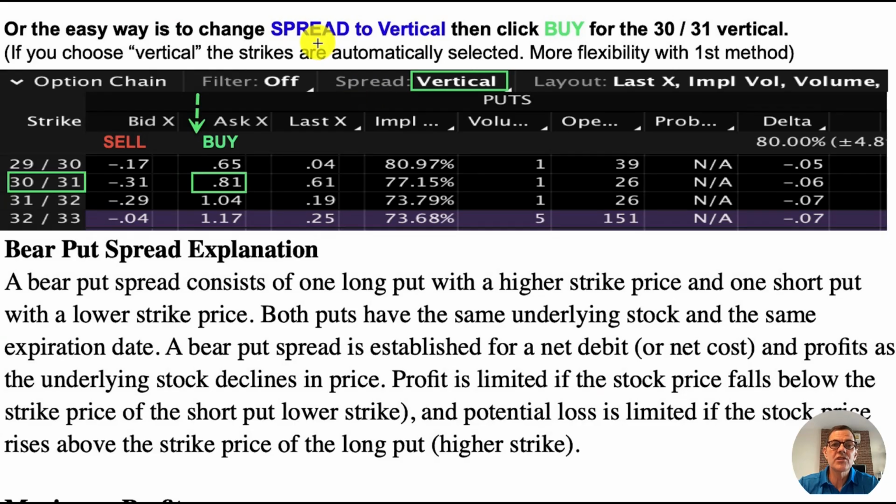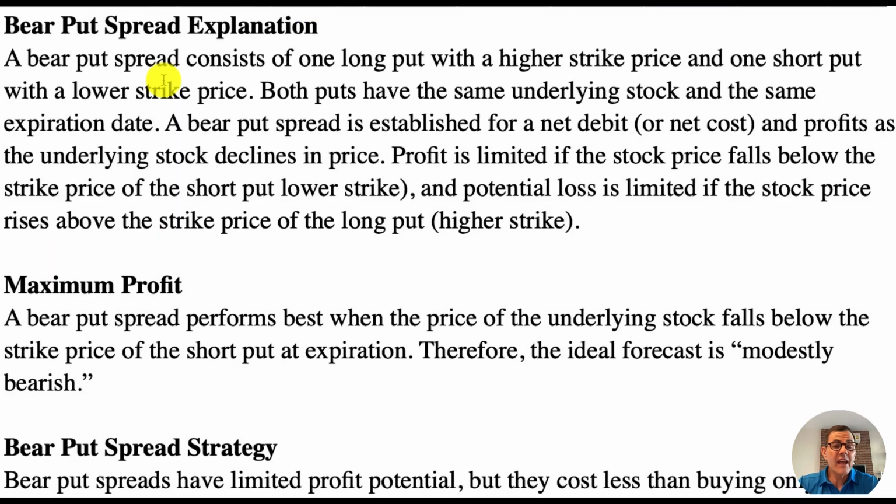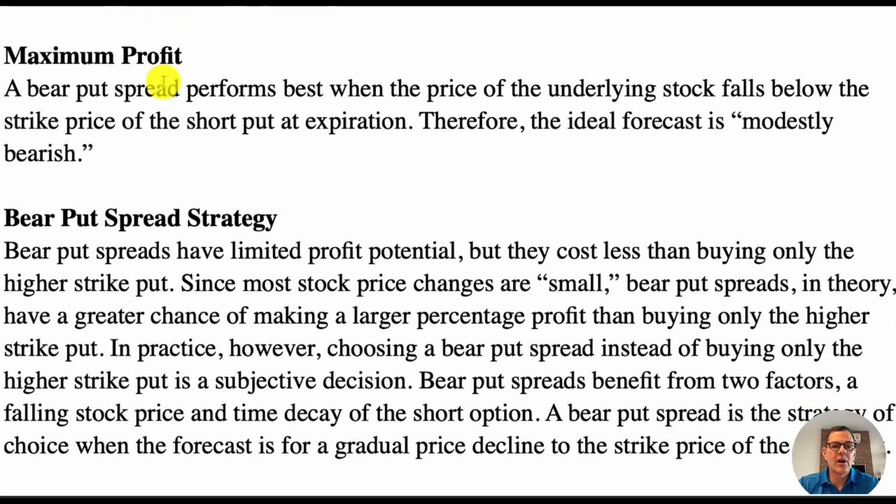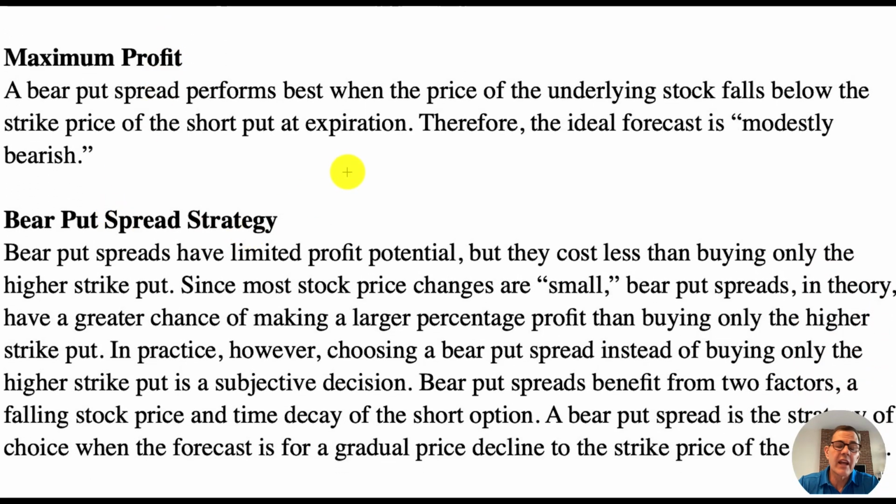And our easy way is going to switch over to the spread vertical. We're going to click on the buy for the 30/31 vertical. So here we see the 30/31. All we want to do is click on buy, and boom, we've got it. Then we've got our bear put spread explanation, and I'll scroll down so you can read the maximum profit and the bear put strategy. Again, I recommend that you pause these because there's a lot of great information here.